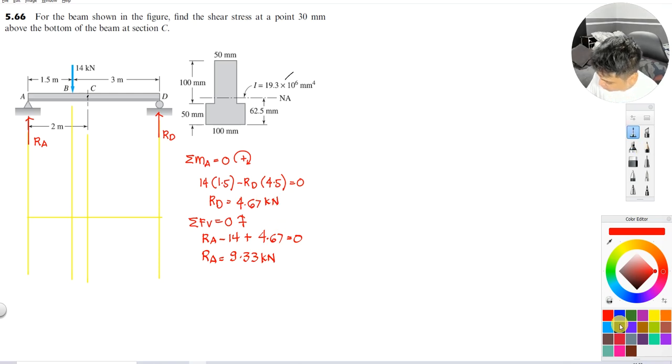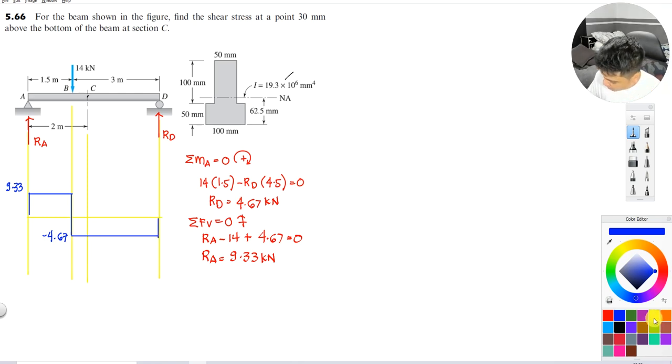With this, I can now draw the shear and then the moment diagram. So I go up by 9.33. There is no force until there. Then I go down by 9.33 minus 14, so that is negative 4.67. There is no other force load from there to there, and then it goes up to 0.